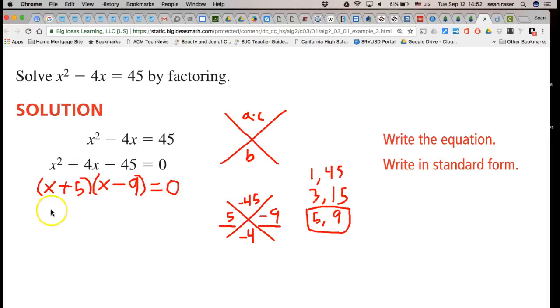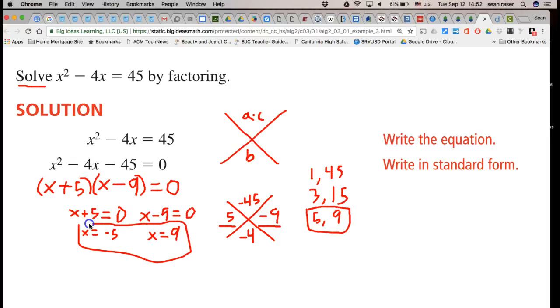So now that we're trying to find our solutions, remember, we're not done yet. This isn't just factor. We have to solve by factoring. Now we take each one of our binomials and set it equal to 0. So we're going to get, in this case, if we subtract 5, we get x equals negative 5. And if we take our second binomial and set it equal to 0, we do x minus 9 equals 0. And now to isolate, we would add 9 to both sides, and we would get x equals 9. Okay? So there are our two solutions to this problem.